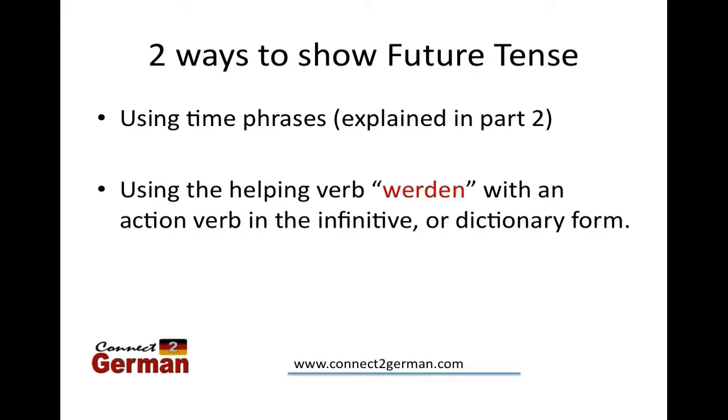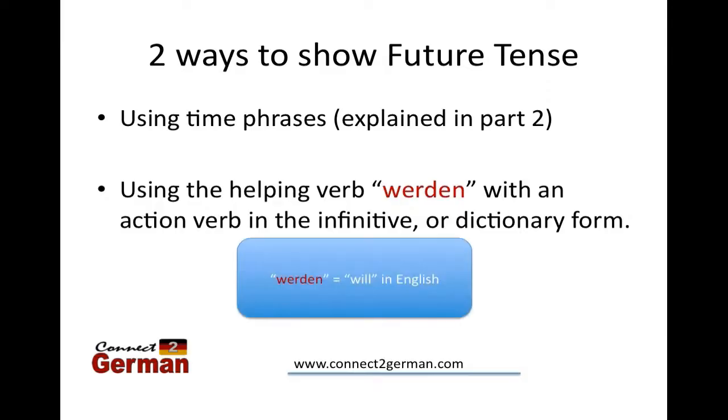If you're familiar with some of the other uses, we're really only going to be using how werden applies to the future tense. And essentially what we do is we use werden with an infinitive, or a verb in the dictionary form, unconjugated. That is the focus of this video, werden. And it essentially means will in English.